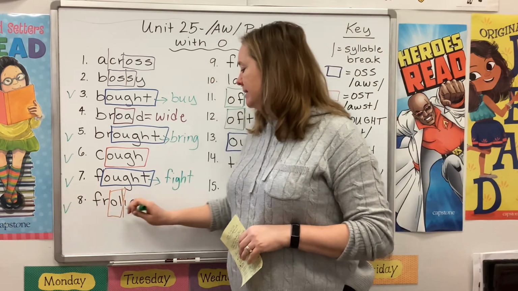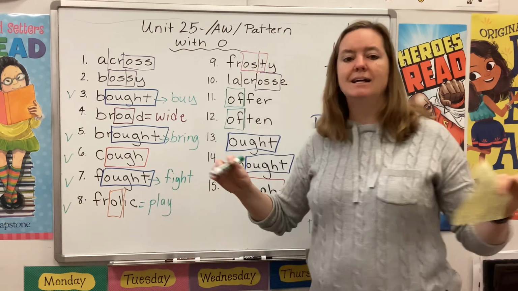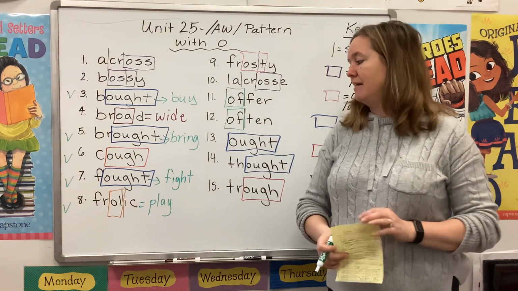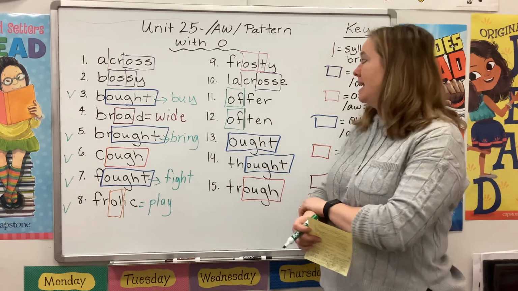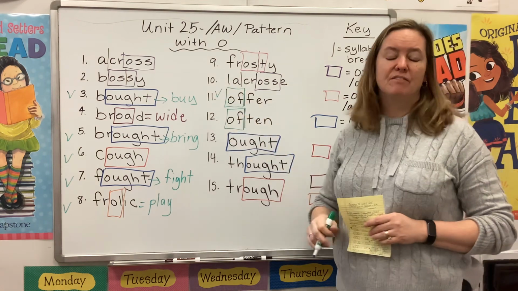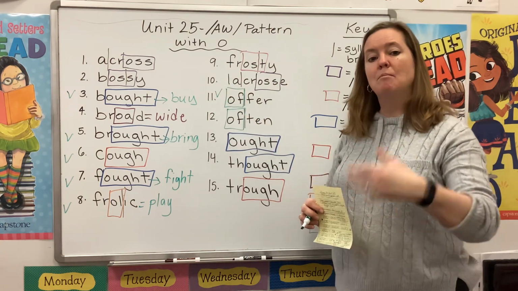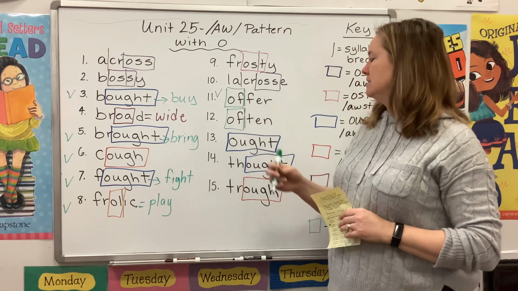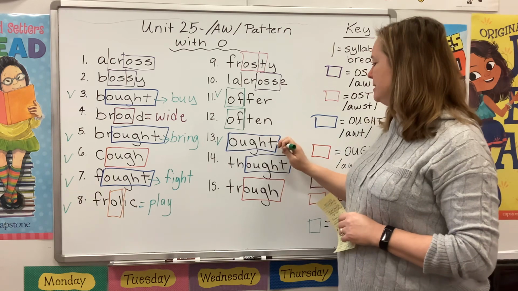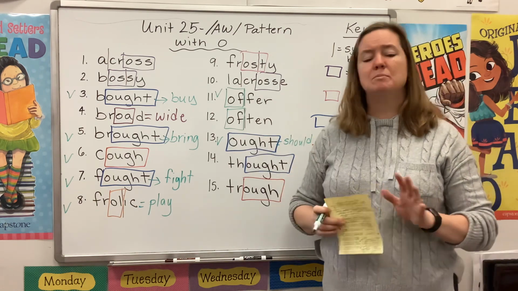Frolic is another word for play, right? They talk about kids who frolic and play in the sunshine. It just means they run around and have fun. So that is definitely a verb. Offer can be a verb, right? If you offer something, can I give you a glass of water? I'm offering you a drink. That is a verb. Ought is a verb. Ought means should.